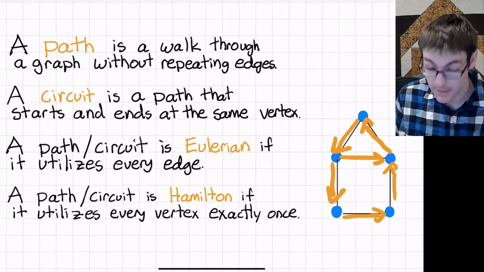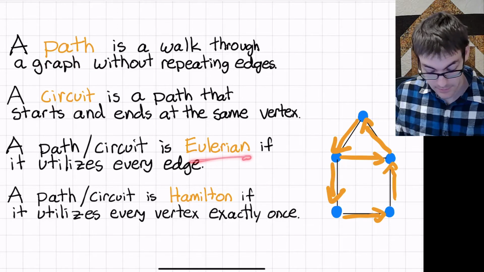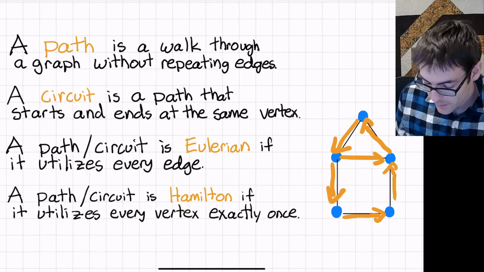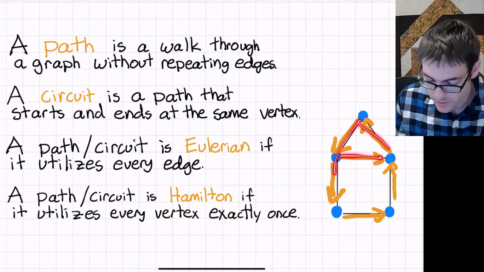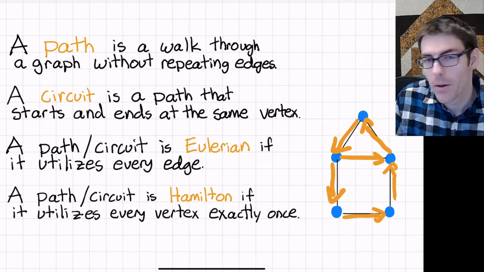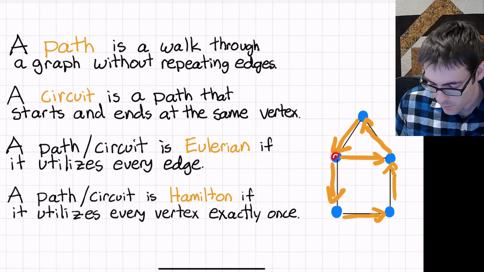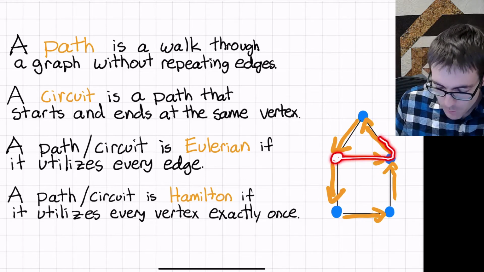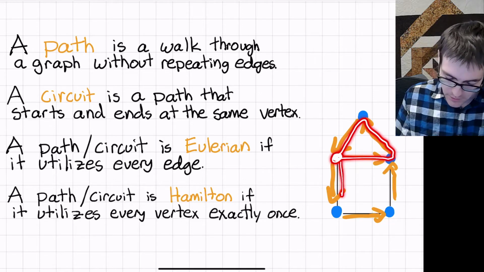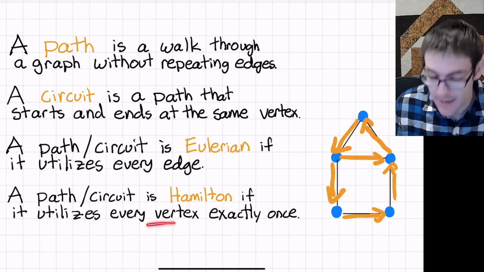Further, we can ask, is this path Eulerian and is it Hamilton? Well, it is Eulerian because we use each of the edges exactly once, but it's not Hamilton because we start at this vertex and then at some point we come back to that vertex. To be Hamilton, we need to use each vertex exactly once.